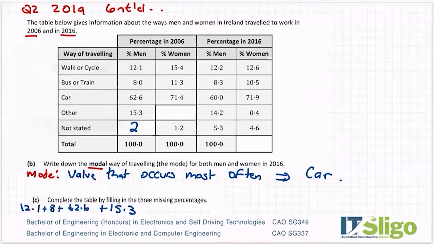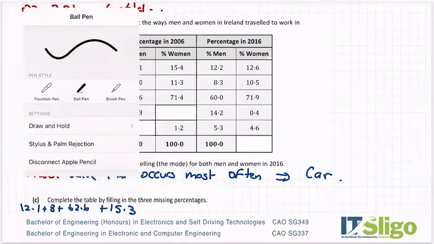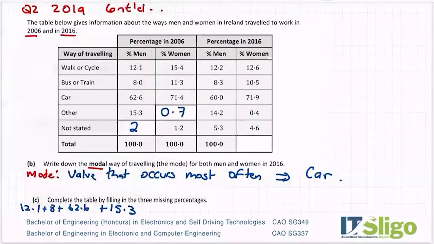Okay, let's do the same for percentage women. So 15.4 on my calculator plus 11.3 plus 71.4 plus 1.2. And for that one, I am getting 99.3. So 100 minus 99.3 is 0.7. Okay, and then percentages here, percentage of women. Well, I know they all have to add up to 100. All percentages have to add up to 100, so you can add them up if you wish, or you can just know that they add up to 100.